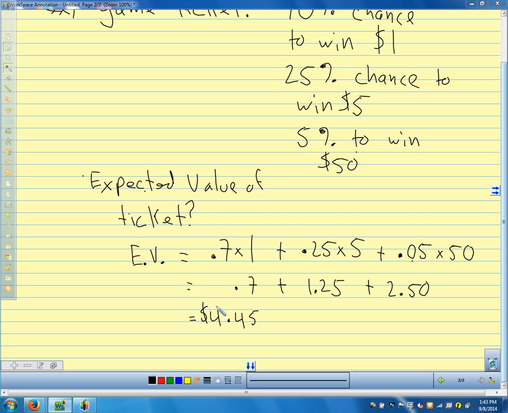For $4, that's a little better. That'd be a little better game. You'd stand to make a little money in the long run. So that's how we can use this to make decisions. You say, oh, do I want to spend $5 on that ticket if its value is only $4.45? Probably not. Questions on how we calculated that?